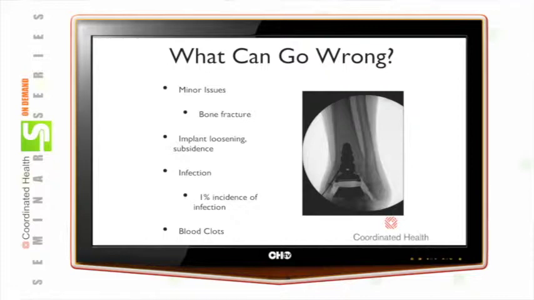Of that one patient out of 100 that can get an infection, most of the infections are superficial and resolved with oral antibiotics. If the infection were to be deep, the patient would have to have the wound, the area washed out. And there are situations where sometimes the replacement has to be removed and a spacer, an antibiotic spacer, has to be put in.